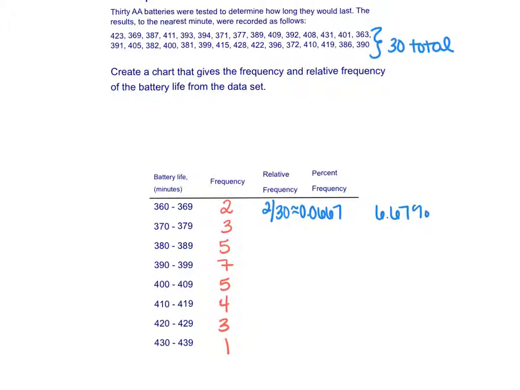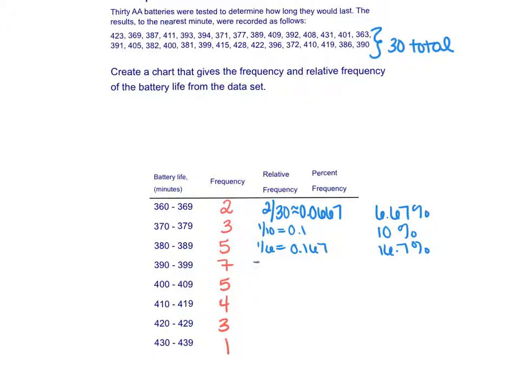For the next one, when I take 3 out of 30, I get 1/10 or 0.1. So that would be 10% when I think of it as a percent. The next one, I get 5 out of 30 or 1/6, which is 0.167 or 16.7%. So 16.7% of the batteries in my set have a battery life of 380 to 389 minutes.